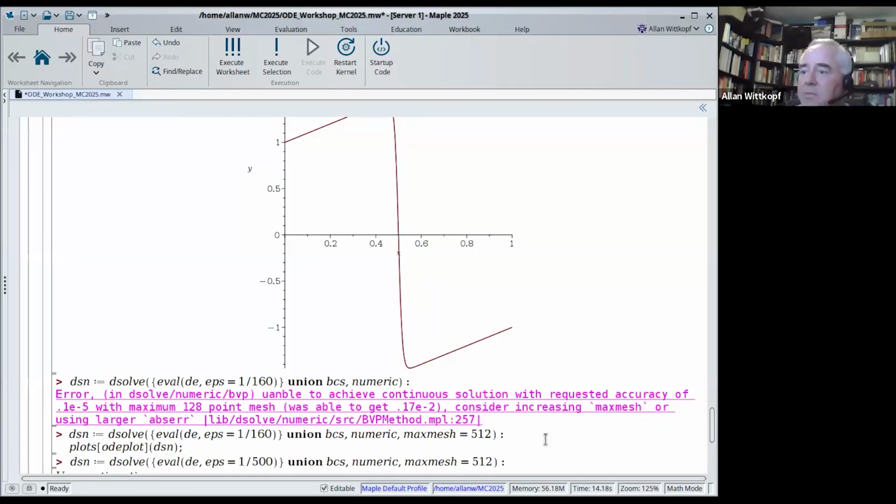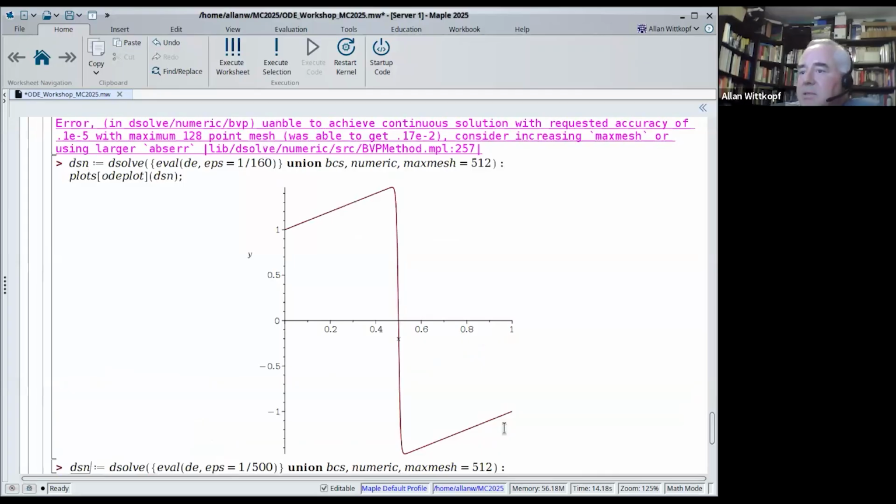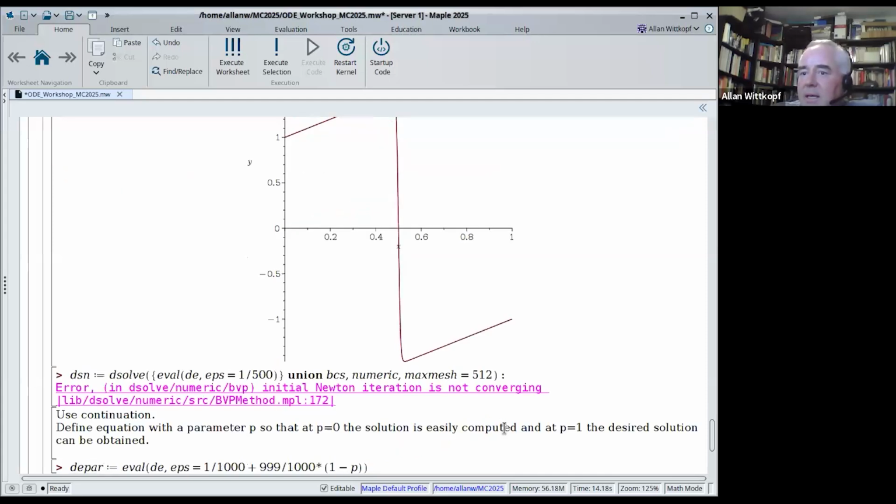Okay, well, we want to keep our error tolerance the same. So we're going to bump up max mesh to, say, 512. And now we get a solution. Okay, we're not there yet, because we're a little over 10% of the way there. Let's bump it all the way up to 1 over 500, and we're back to the original problem. It can't get it even with a reasonably large value of the max mesh.